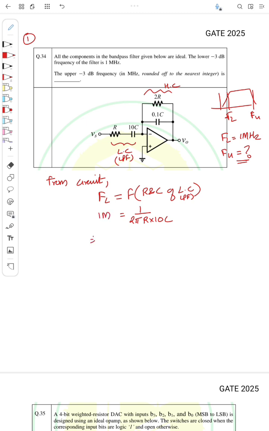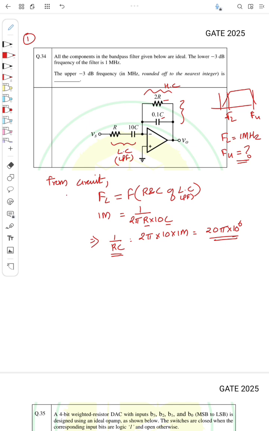So from here I can find what 1 by RC is. I can keep this RC here, and 2 pi and 10 I can bring to that side, so it will be equal to 2 pi into 10 into 1 mega, or 20 pi into 10 power 6. So this is 1 by RC. Why I found this 1 by RC is because in the higher cutoff frequency component again there is an R and C, and in the question R and C is not given. So if I have this value, I can substitute it in the next component and find the higher cutoff frequency.